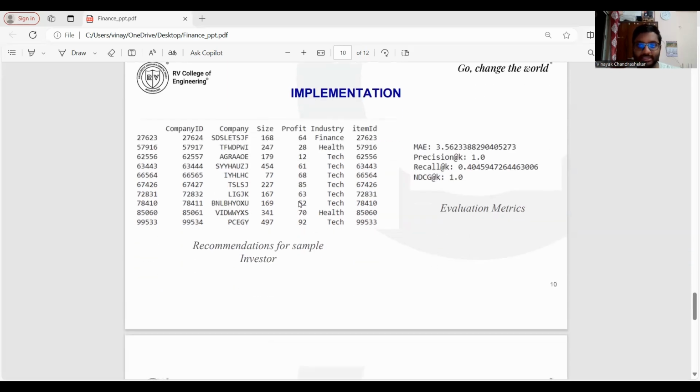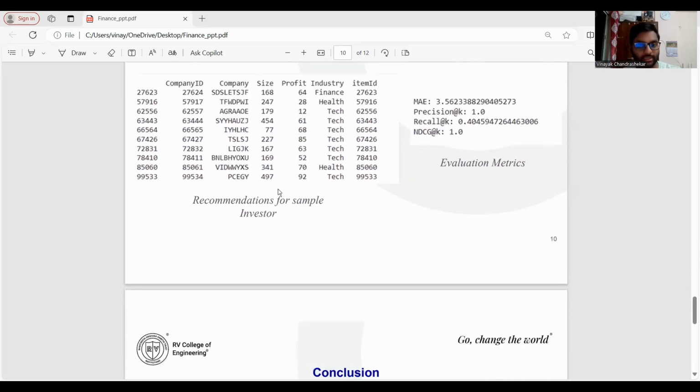So yeah, this is how it generally works. Later, we'll be showing you a demonstration of how our thing works also.